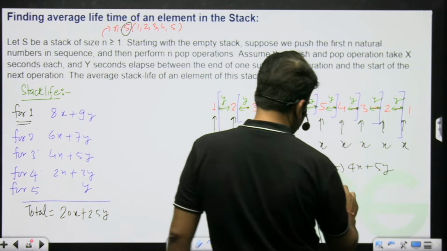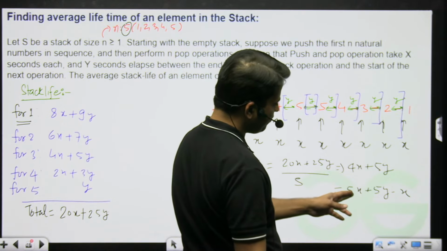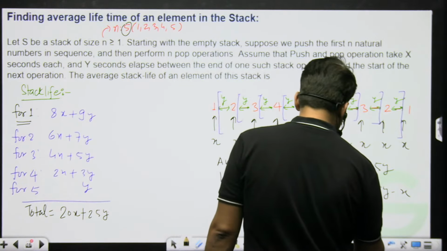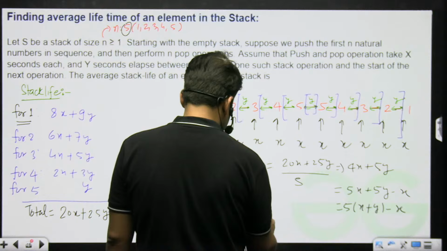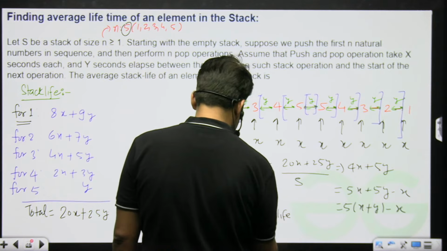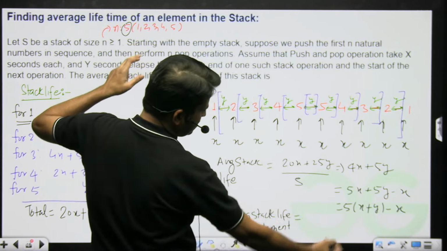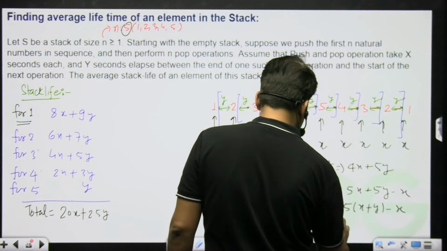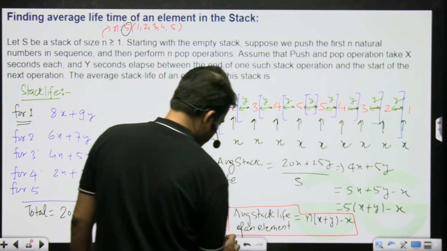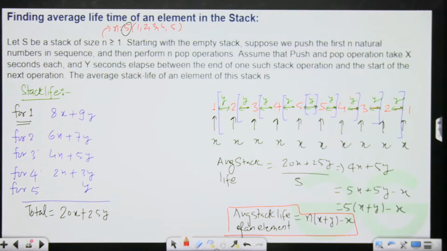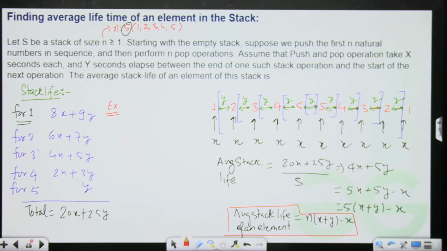Okay, student, can I write this as 5x plus 5y minus x, for easy understanding? Yes, why not? So you can take 5 common here. For this 5 elements, this is 5 into x plus y minus x. For n, it is n into x plus y minus x. In this way you can understand this. You can use this as a formula also. So this is the average stack life, n into x plus y minus x.